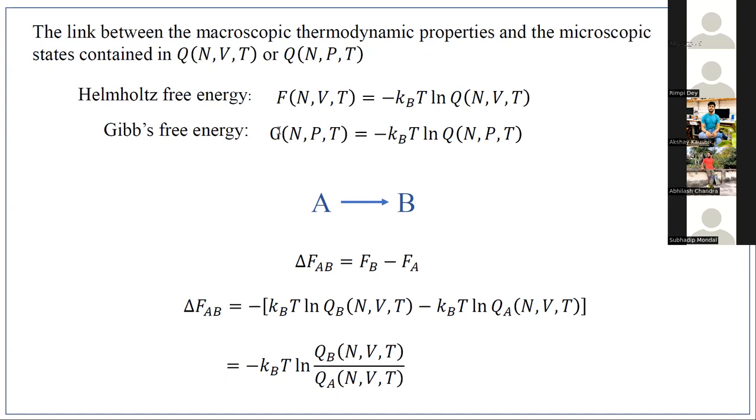So I mentioned we cannot calculate the absolute free energy, but we can calculate the relative free energy if the system in state A goes to the system in state B. We can calculate the free energy from system A to B. So the free energy difference from system A to B, we can calculate as the free energy of state B minus the free energy of state A. So in terms of the partition function, we can express the difference of free energy as minus kBT ln partition function of state B minus minus kBT ln partition function of state A. And simply we can write the difference of free energy as equal to minus kBT ln of the partition function of state B upon the partition function of state A.